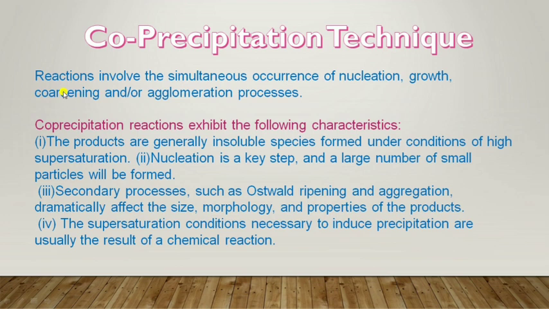Coarsening means the nucleus has grown up, and some other nuclei are also formed with that nucleus, and these nuclei come together and combine. We call that process agglomeration or the coarsening process.